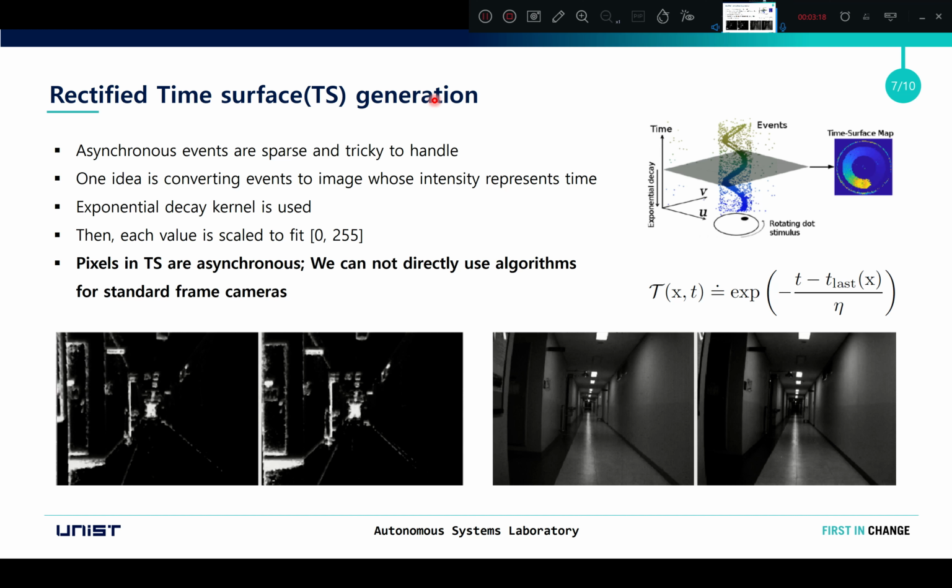The next step is generating the rectified time series. On event, you can look at the right side. An event is really asynchronous, and has microsecond temporal resolution. To convert an event to an image, we use the time series corner. It looks like this one, and then we record the event into each pixel.